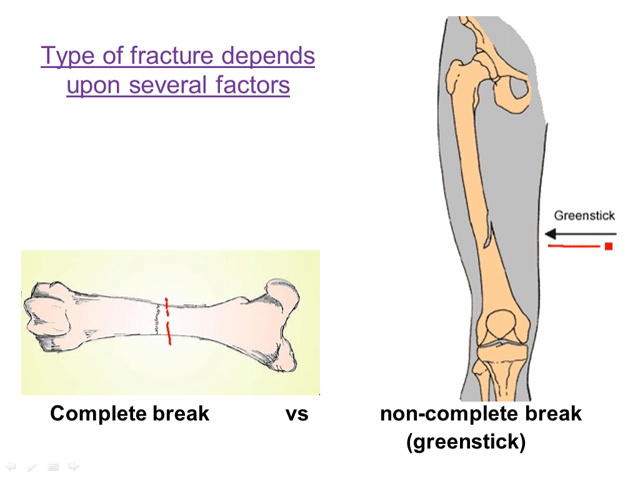So in especially children, as their bones have not completely ossified, they're actually a little more flexible than ours. So you're more likely to see a green stick break in a child. They may have a really traumatic fall, and their bone may actually bend and not break all the way through. So that's called a green stick. So it's non-complete.